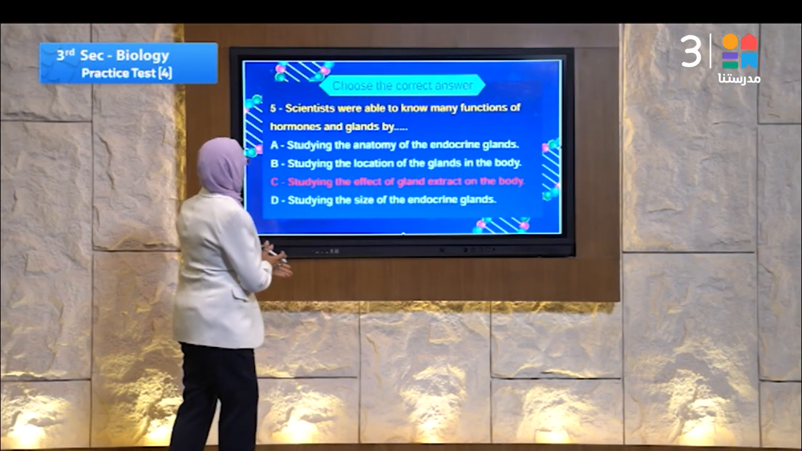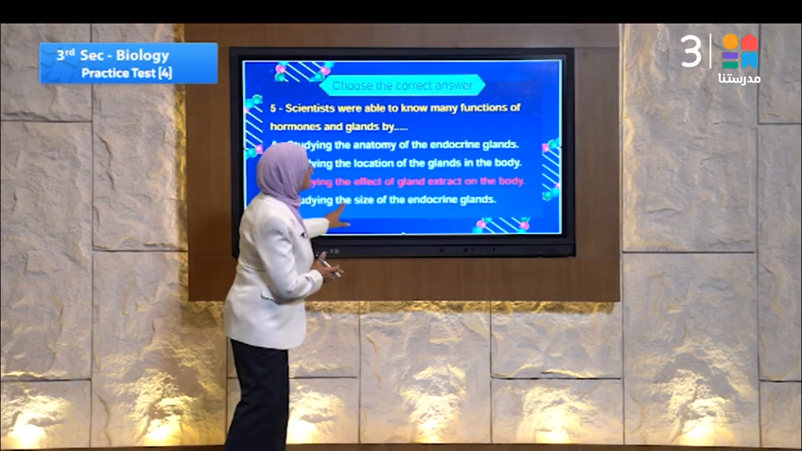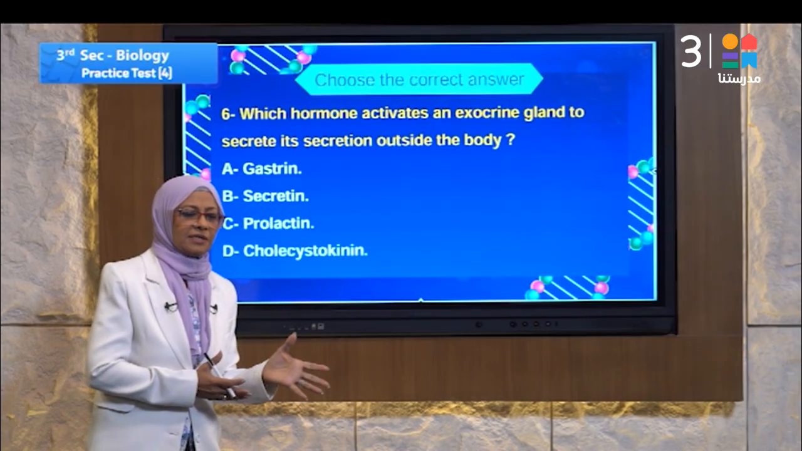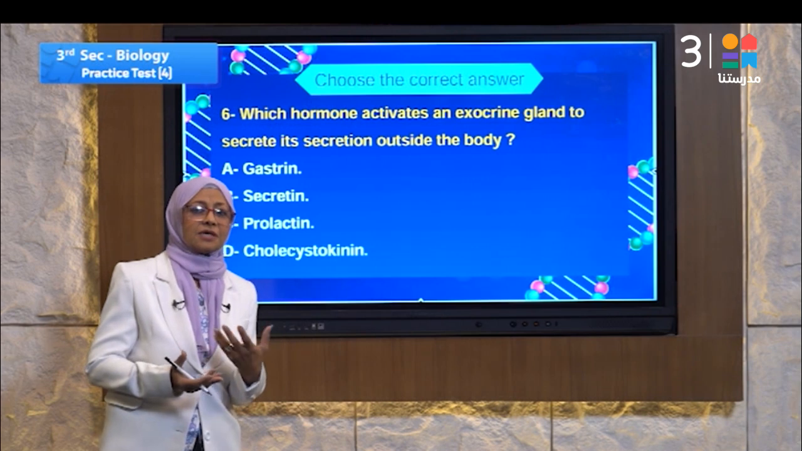Let's go to question number 6. Question number 6 speaks about the exocrine gland and the endocrine gland. Yes, they are very important parts. Which hormone activates an exocrine gland? I will discuss how we compare between exocrine and endocrine glands later. Exocrine glands secrete outside the body. They are different types of glands.